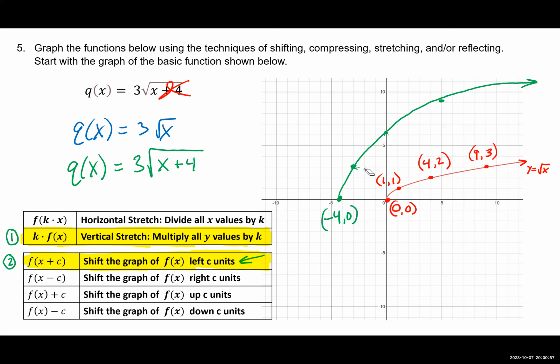Okay, so stretch the graph vertically and shifted it to the left. Okay, so let me get rid of that scribble. So this would be the graph of q of x is equal to 3 times the square root of x plus 4. Yeah, you could have 2 transformations in one problem. You could have 3 transformations, 4. You could have 5 transformations in one problem.